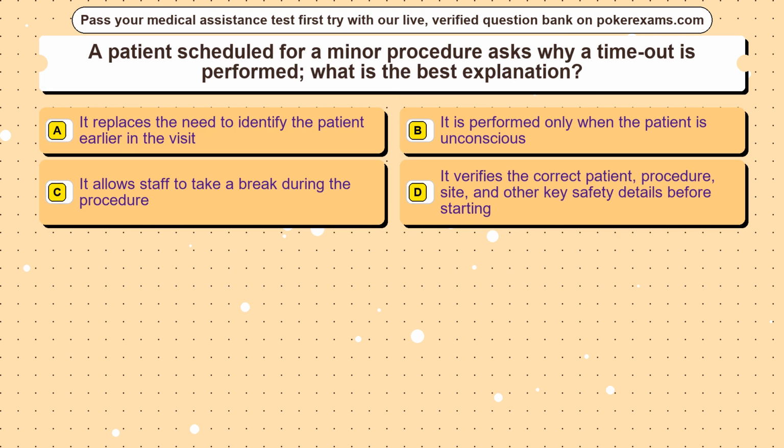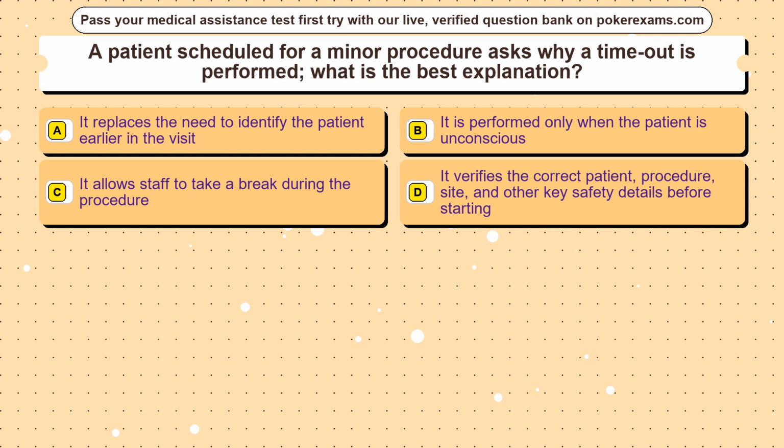Question 28. A patient scheduled for a minor procedure asks why a timeout is performed. What is the best explanation? Option A. It replaces the need to identify the patient earlier in the visit. Option B. It is performed only when the patient is unconscious. Option C. It allows staff to take a break during the procedure. Option D.